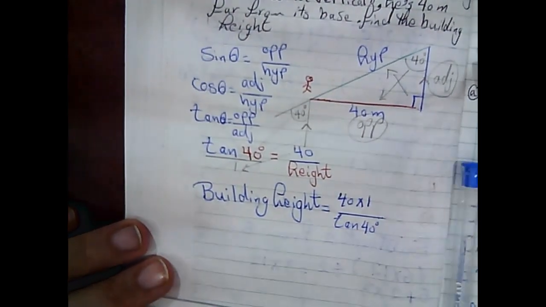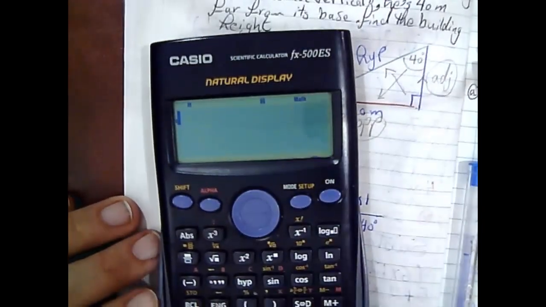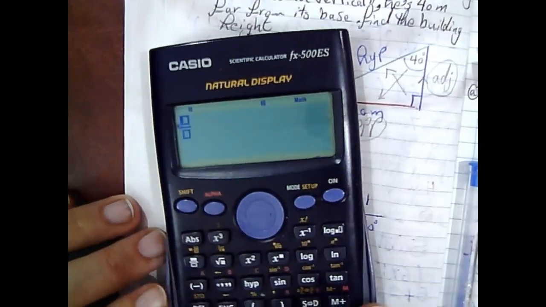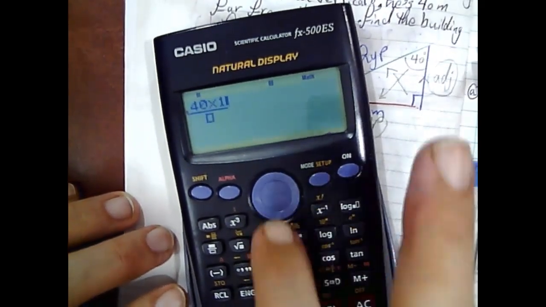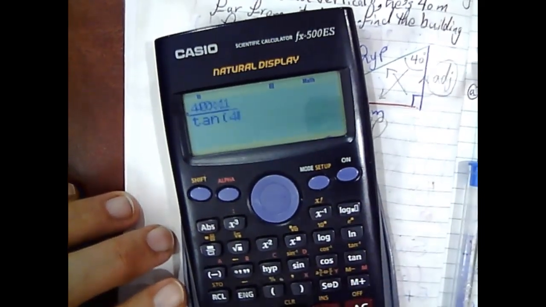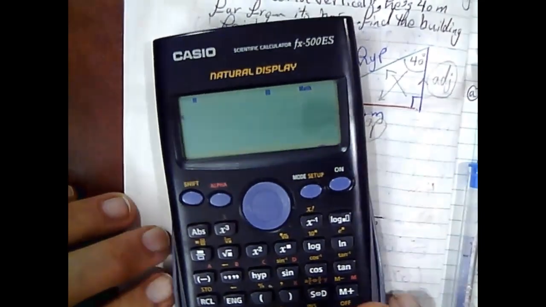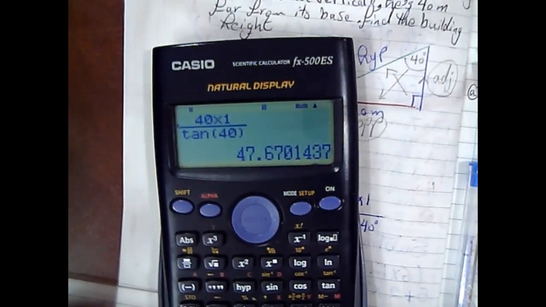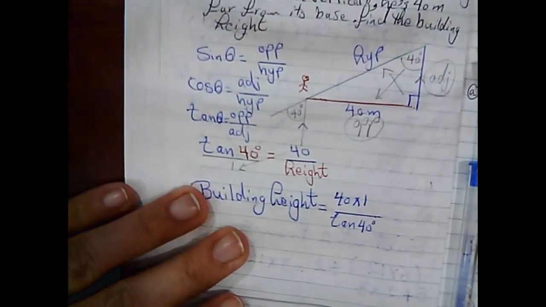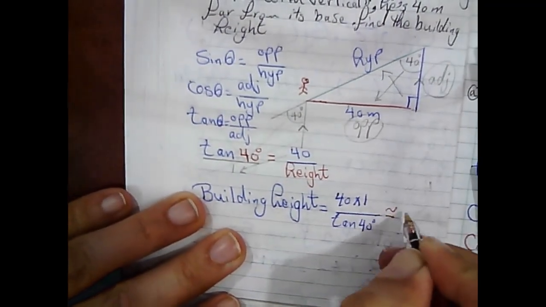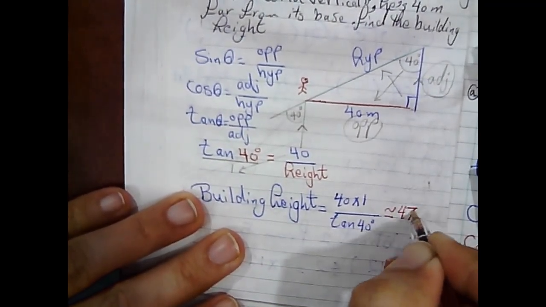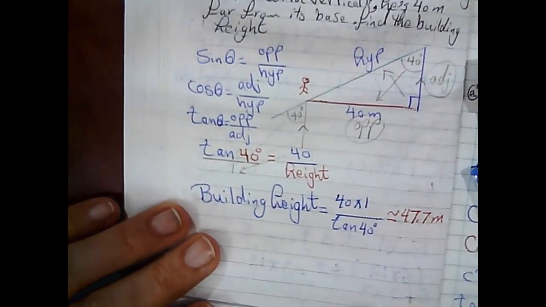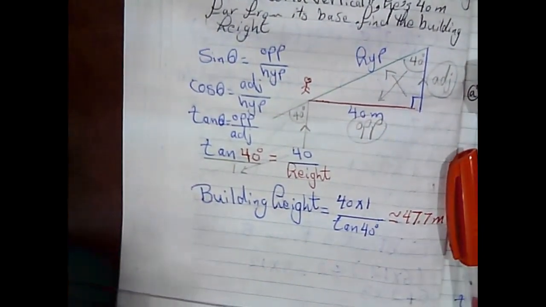Use the calculator for that. 40 times 1 divided by tan 40 degrees. So approximately 47.7 meters. That's the height of the building approximately.